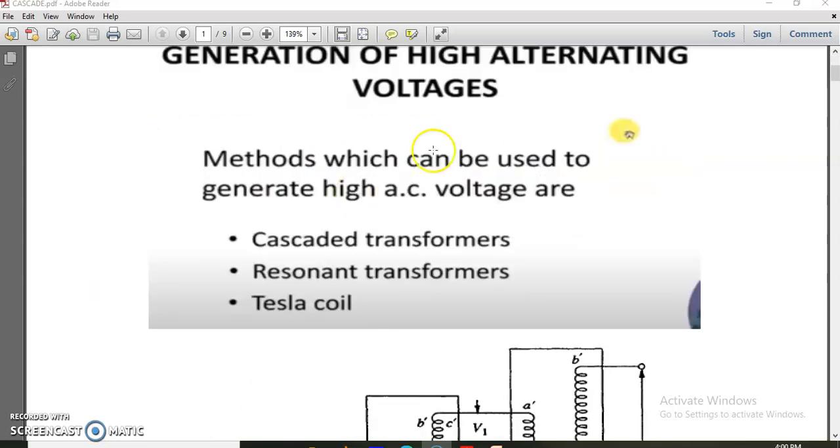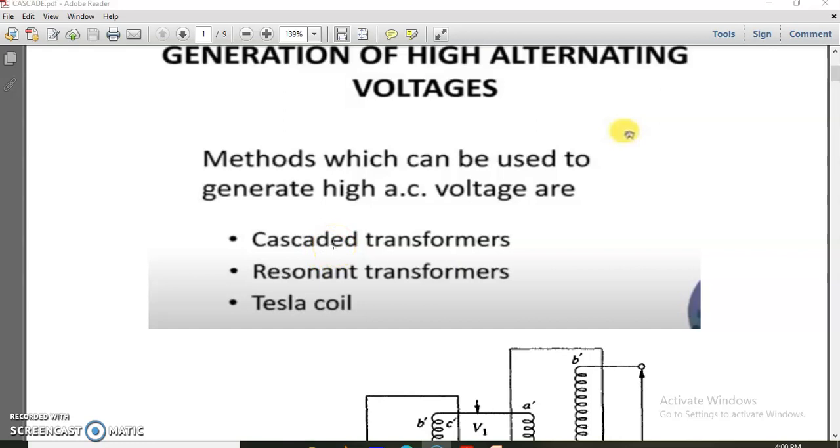Let us go for the first method, that is the cascade transformer. So we'll go for generation of high voltage AC using a cascade transformer. Before going to this cascade transformer, let us discuss the basics. As you know, when test voltage requirements are less than 300 kilovolt, single transformers are used.